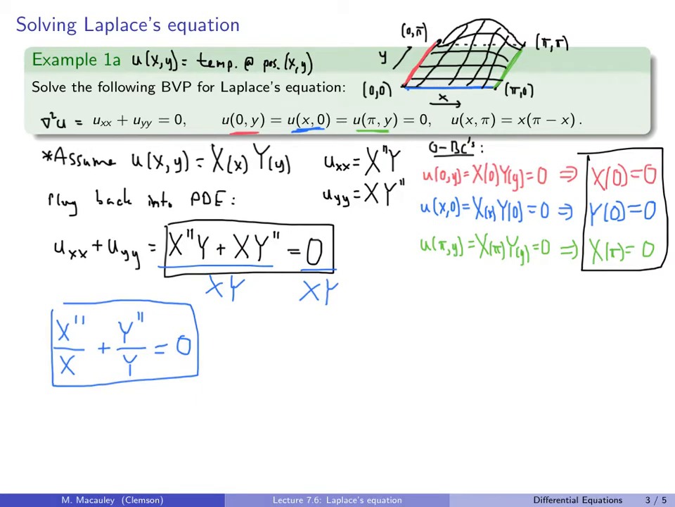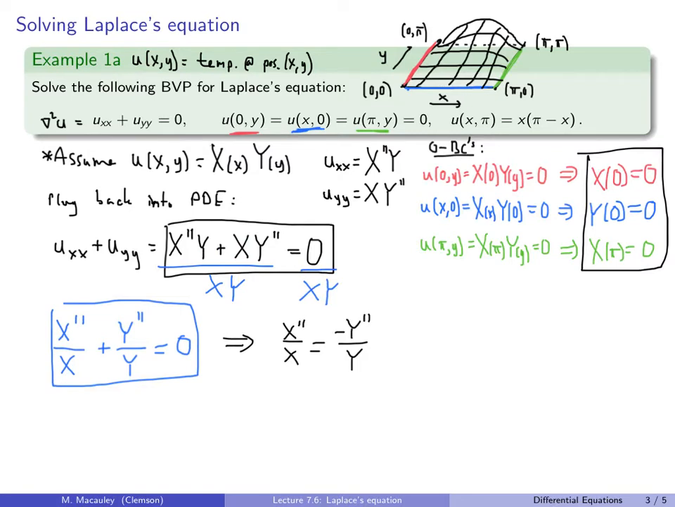So remember, we want to separate variables. That's what we've always done. So let's actually move the y over to the right-hand side. So if we do that, now we get, let's go back to black, I guess, x double prime over x equals negative y double prime over y.